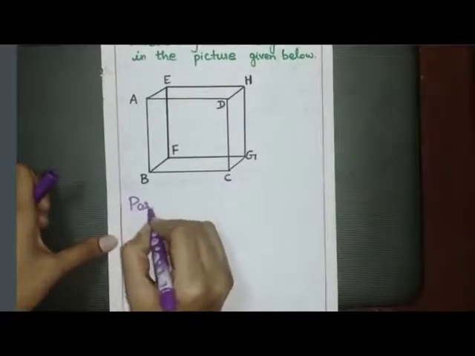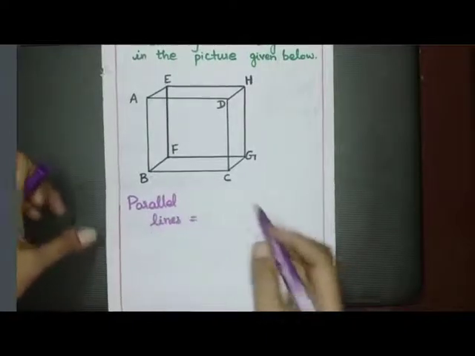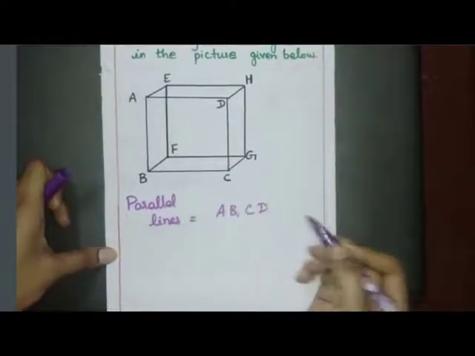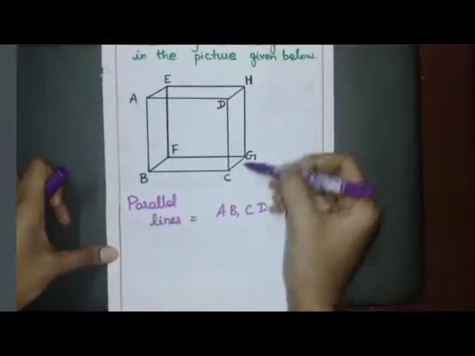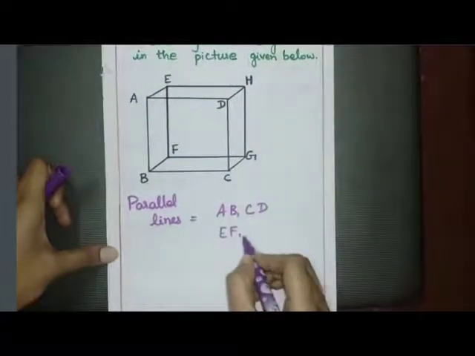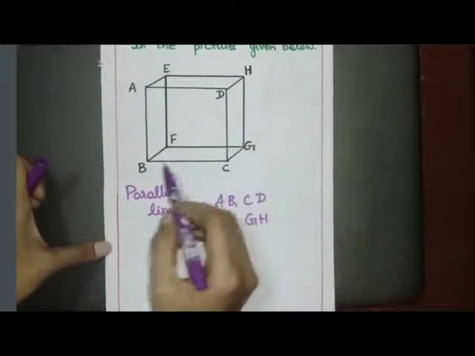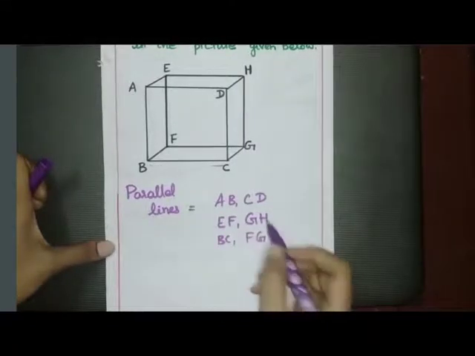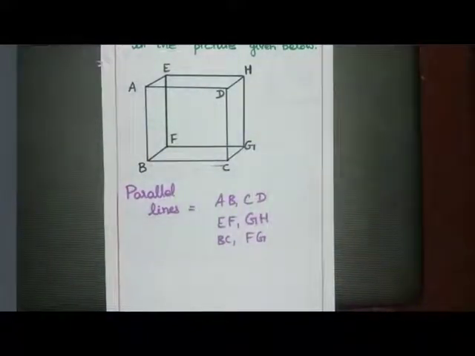First, parallel lines. AB, CD. So I am writing the first pair AB, CD. Next pair EF and GH. Next pair of lines, BC, FG. Next one AD and EH. Similarly, you write the remaining parallel lines and send it to me.